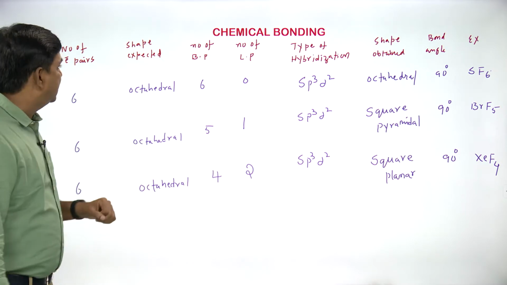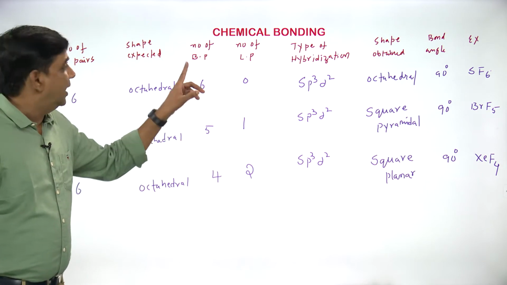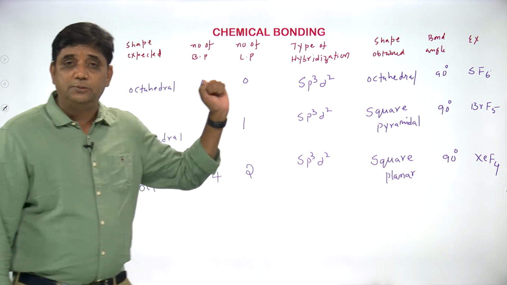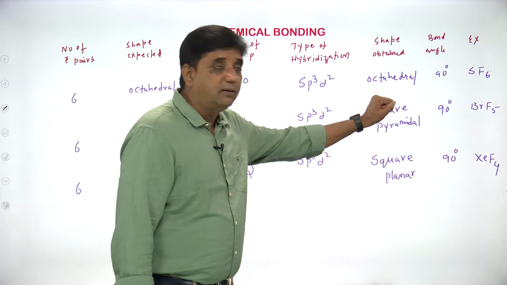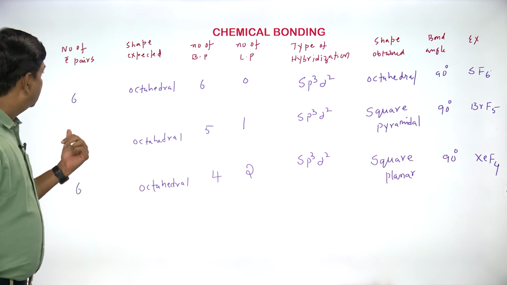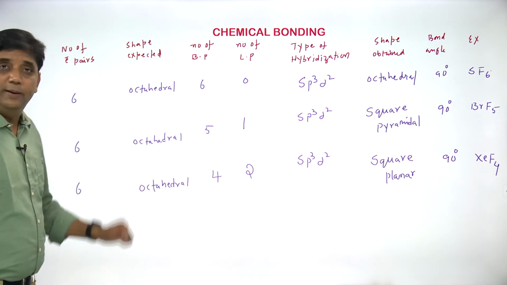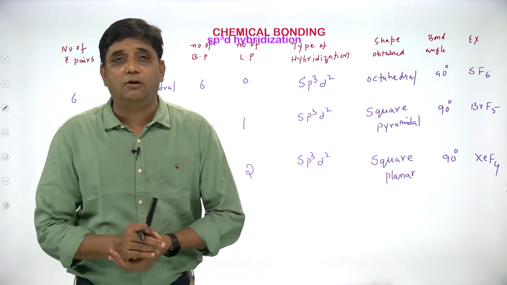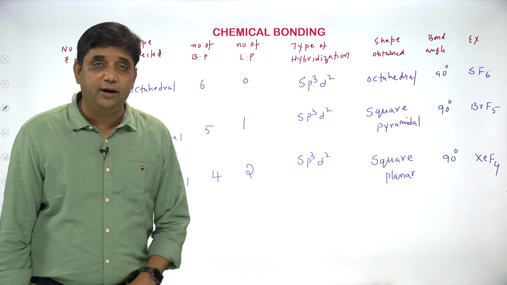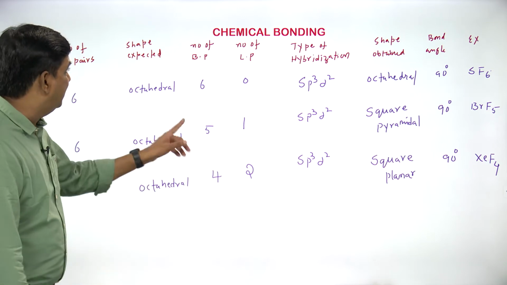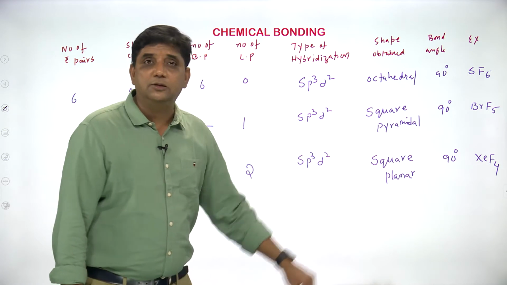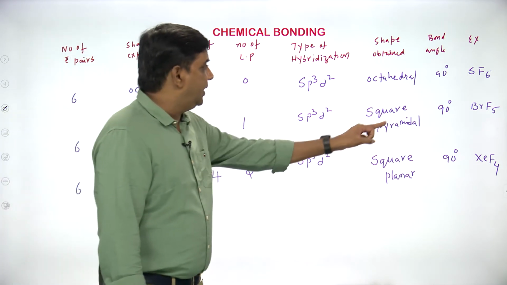If the number of electron pairs is 6, the shape expected is octahedral, the number of bond pairs is 6 and the number of lone pairs is 0. The type of hybridization would be sp3d2 and the shape obtained is octahedral, the bond angle is 90 degrees, and the example is SF6. Now again, the number of electron pairs is 6 and the shape expected is octahedral. Whenever there are 6 electron pairs around the central atom, the shape expected is always octahedral only. But out of those 6 electron pairs, 5 are bond pairs and 1 is a lone pair. Hybridization is sp3d2, the shape is square pyramidal, and the bond angle is 90 degrees.